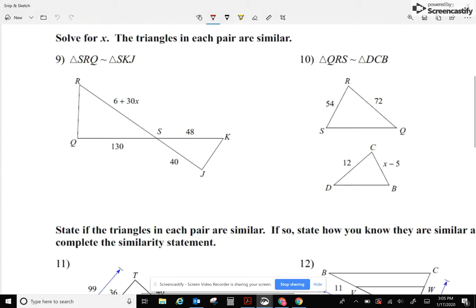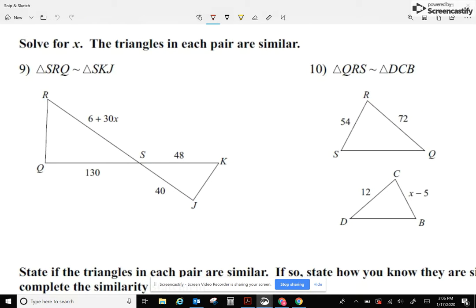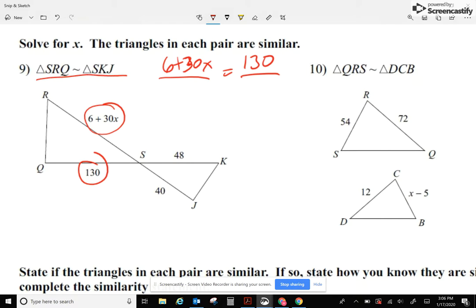Now let's take a look on the back. So for x, I'm going to use from this triangle these 2 measurements, 6 plus 30x. And then I'm also going to use 130. If we can already see if 6 plus 30x is bigger, it goes with 48. If 6 plus 30x is smaller than 130, it goes with 40. If we cannot tell, use the notation on the top.